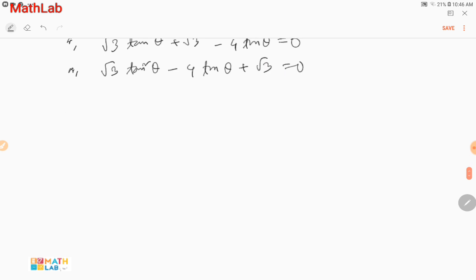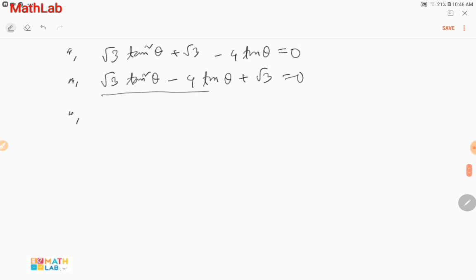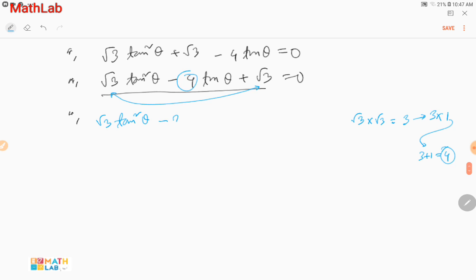Now we have to factorize this left side. Okay, so what is the way to factorize any expression? First we have to multiply these two, root 3 into root 3 equals to 3. Then we can write 3 in only one way, 3 times 1 is 3, and if we add these, 3 plus 1, that will be 4. Okay, so we get the numbers, that will be root 3 tan square theta minus 3 tan theta, because one number is 3 and another number is 1, minus tan theta plus root 3 equal 0.